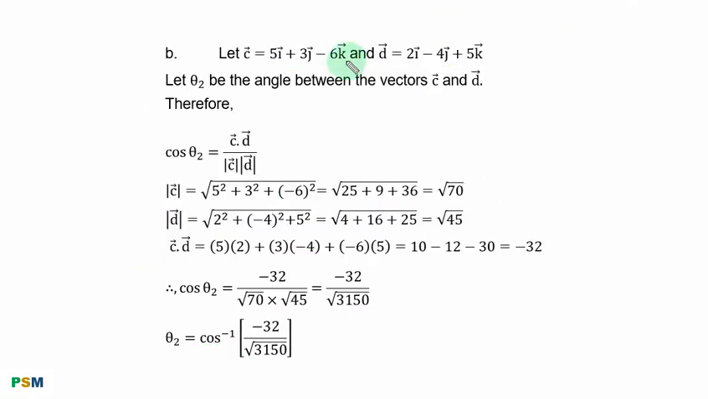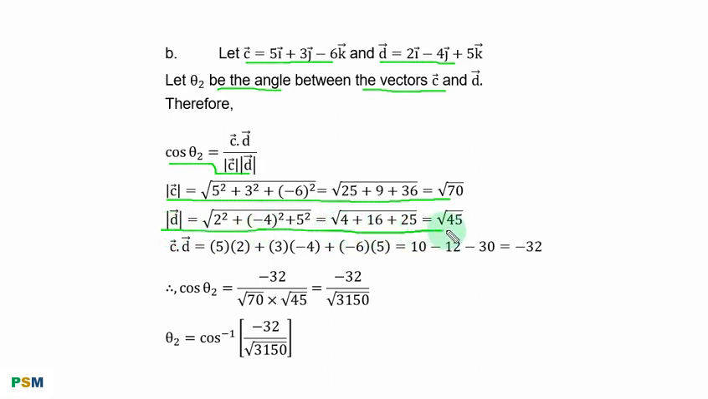B part of the question, let C be the first vector and D the second vector. Let theta 2 be the angle between the vectors C and D. Therefore, cos theta 2 is equal to this. You compute the magnitude of vector C. You have root 70. Magnitude of vector D, you have root 45. The dot product of the two vectors, and you have minus 32. Therefore, cos theta 2 is equal to minus 32 over the product of the magnitudes of the two vectors. You have it in this form. To get theta 2, take the inverse of cosine of both sides, and you have it in this form.